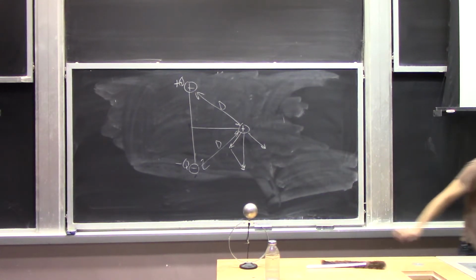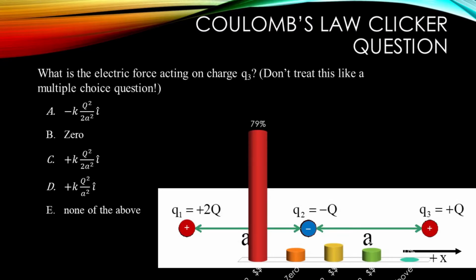All right, so let's move on to another one. We have another slightly different arrangement here. We want to find what the electric force is acting on charge Q3. This is actually a calculation that we have to do here. And like I said, don't treat it like a multiple choice question. Really think about how we can do this. This one's probably going to take a little longer, maybe 5 to 10 minutes.